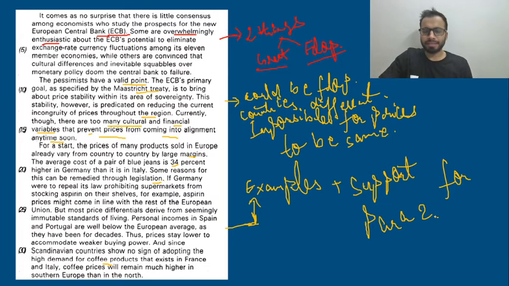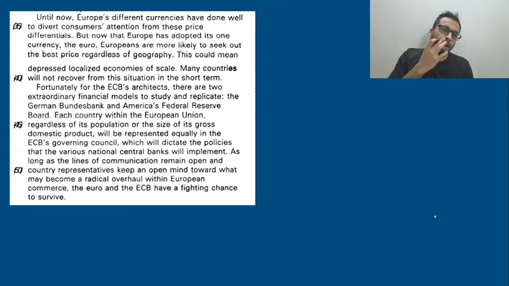Alright, let's move on to the next slide. Until now, this is the fourth paragraph. Until now, Europe's different currencies have done well to divert consumers' attention from these price differentials. But now that Europe has adopted its one currency, the euro, Europeans are more likely to seek out the best price regardless of geography. This could mean depressed localized economies of scale. Many countries will not recover from this situation in the short term.